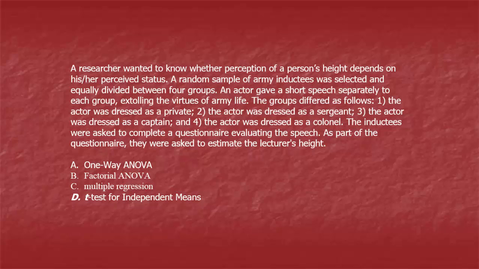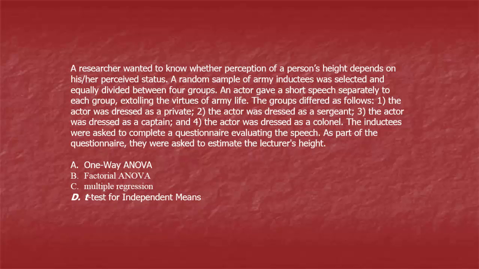Group 1, the actor was dressed as a private. Group 2, the actor was dressed as a sergeant. Group 3, the actor was dressed as a captain. And group 4, the actor was dressed as a colonel. So same guy dressed differently. And the 4 groups, they're dressed as someone of a different rank. So in rank order, 4 is higher than 1 in terms of rank.